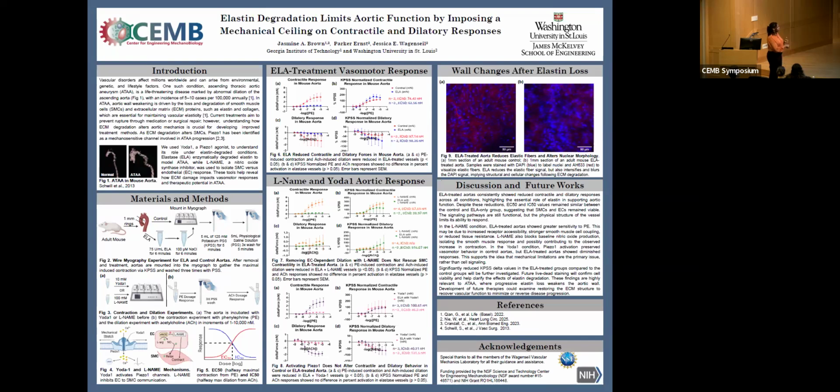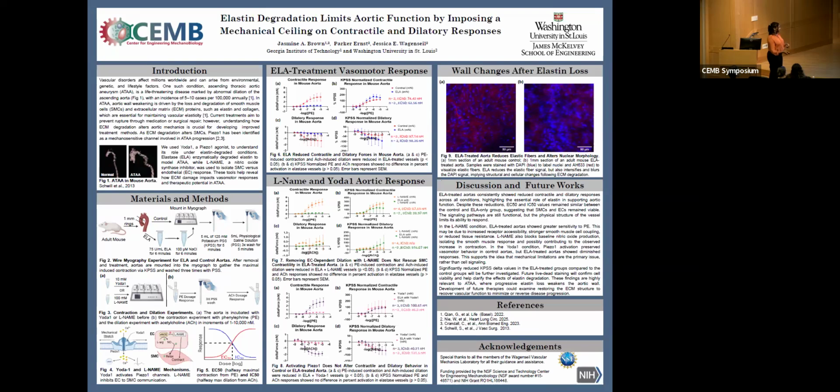We're still seeing that similar trend, though, that the elastase group is still significantly lowered. So we were able to conclude that removing the EC-dependent dilation with L-NAME does not rescue SMC contractility in elastase-treated aortas. And then one thing we also did note with the L-NAME group was that the EC50 values were significantly different from one another. And we think that this could be due to increased receptor accessibility.